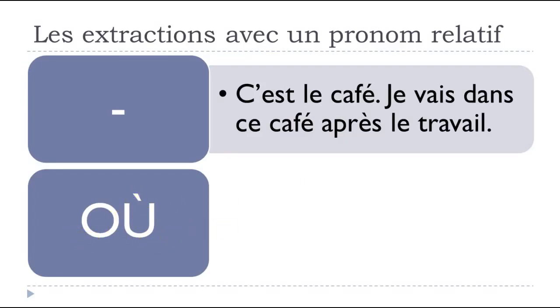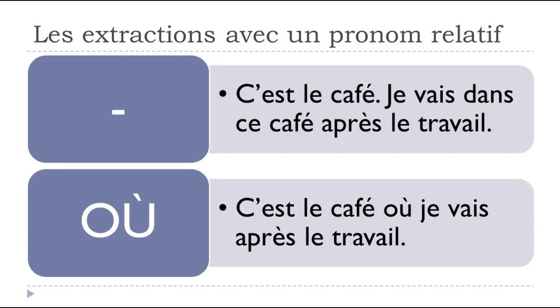Où. And so the sentence that we will get will be as previously. The first part doesn't change. C'est le café. Then, instead of dans ce café, you put your pronoun où right here. Je vais. And then après le travail. So the direct translation would be c'est le café, so it's the café where I go after work. It's quite close to English when you use this pronom relatif. So it's actually quite simple.